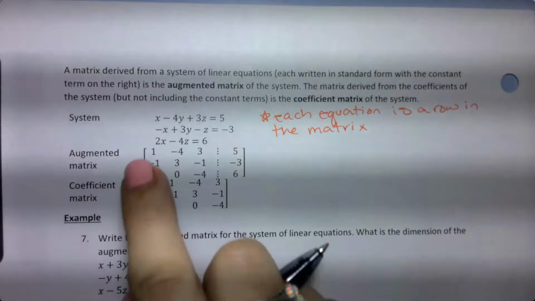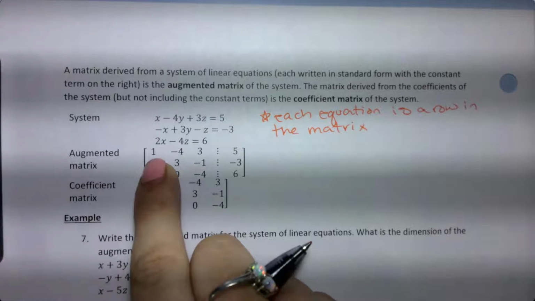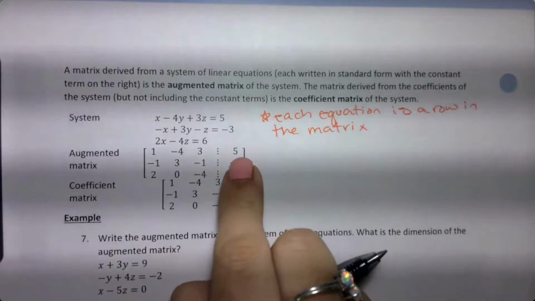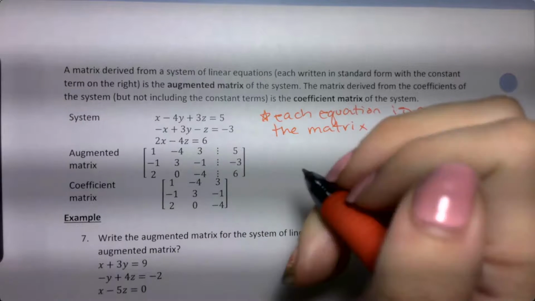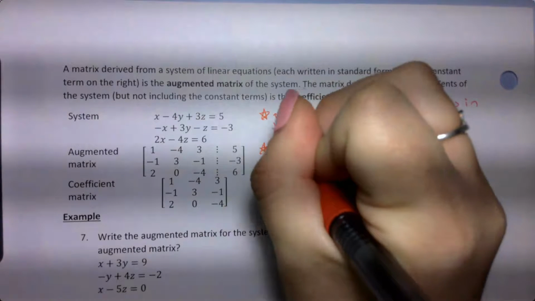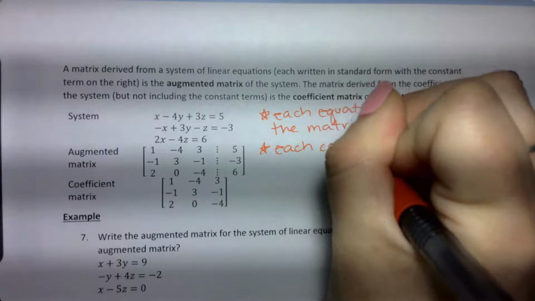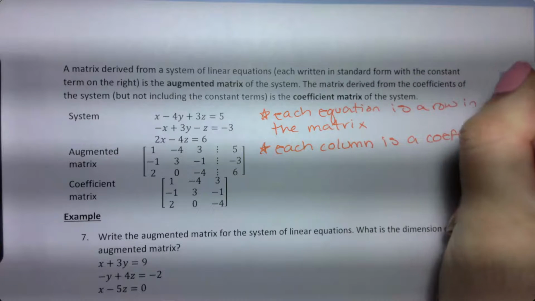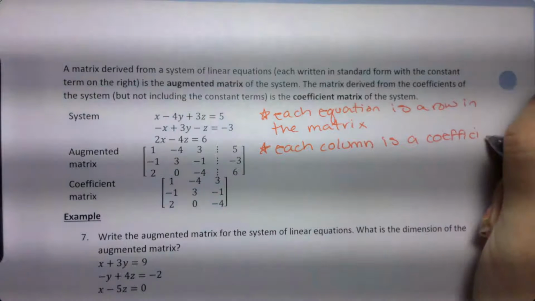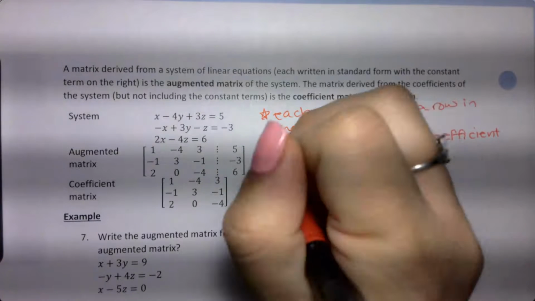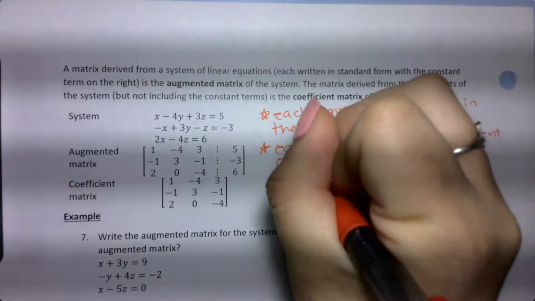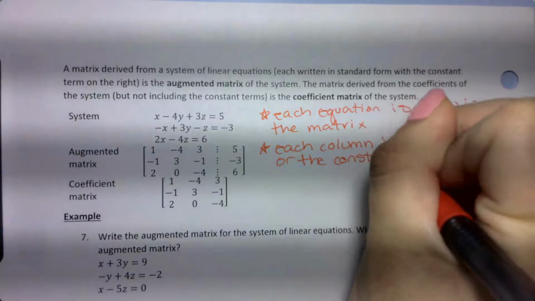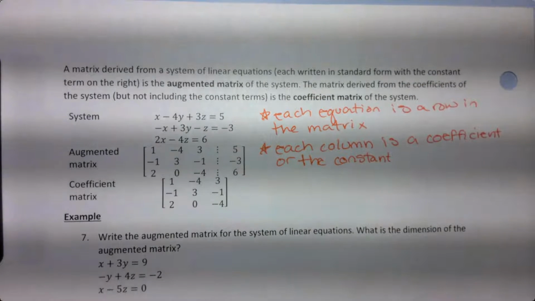So if I look at my augmented matrix, my coefficients match up: 1, negative 4, positive 3, and then the answer is 5. Each column is a coefficient or the constant. So remember, a constant is the number at the end of the equation without a variable.